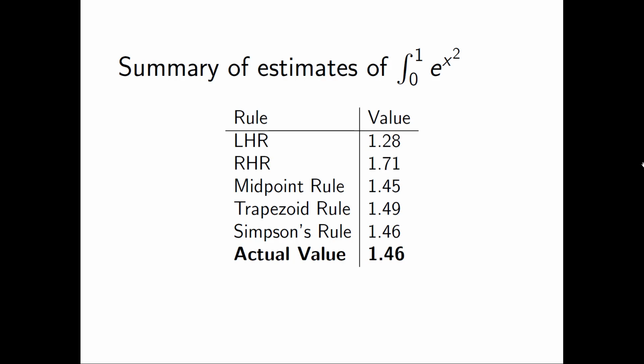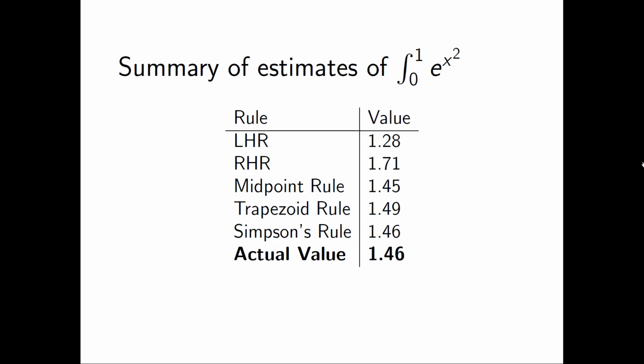Let's give a quick summary of our estimates. These are the 5 estimates we found, and we have the actual value at the bottom there. You can see the left-hand rule was an underestimate and fairly far away. The right-hand rule was again not that close. The midpoint, trapezoid and Simpson's rule were all much better estimates, and it appears that Simpson's rule gave us the best estimate here.